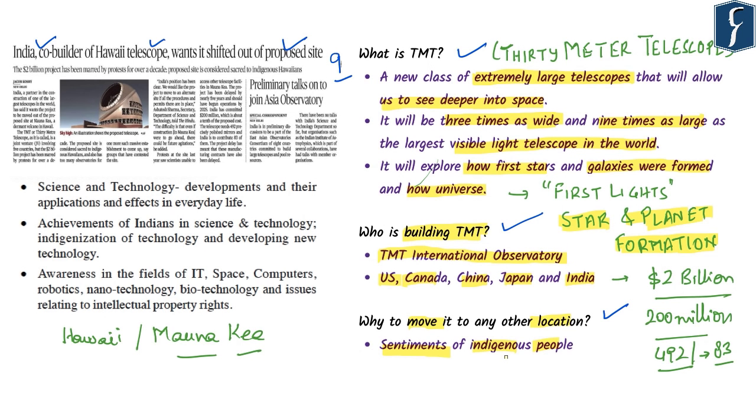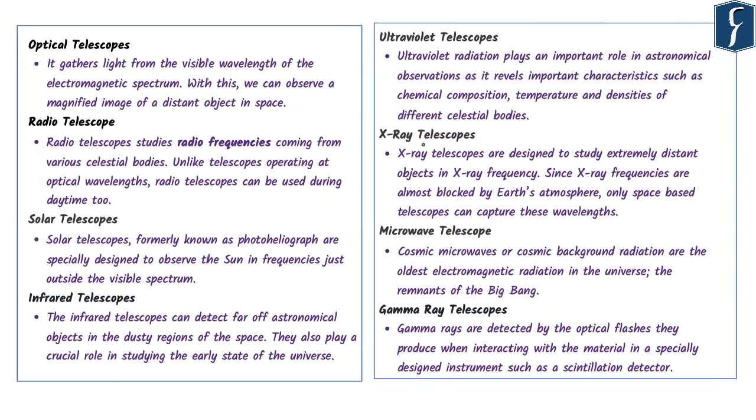Now, as mentioned in the newspaper, the protests have been going on for a significant period of time, and this has delayed it by over 5 years. Now, the TMT International Observatory Board has developed a Plan B, a secondary northern hemisphere site on which to construct the observatory. This will be La Palma, Canary Island of Spain. So there are strong chances that this telescope, which was earlier planned to be stationed at Hawaii, will be relocated to La Palma Island.